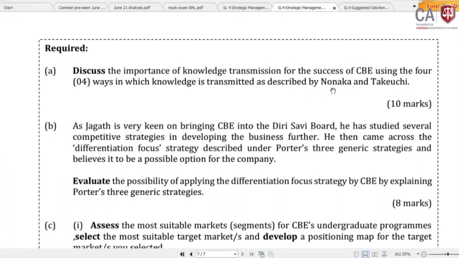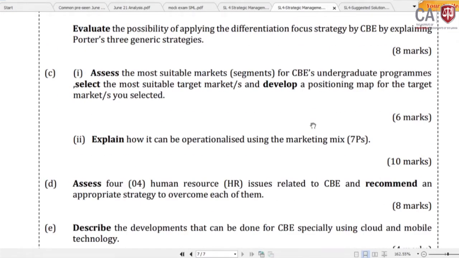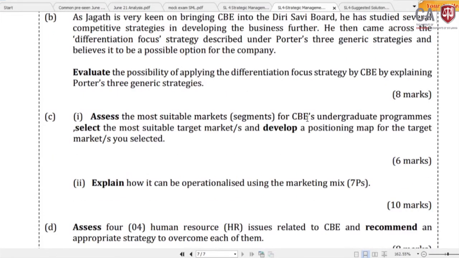Right. Then we can move to part B of the questions. Part B of the questions. So, we look at part B of the questions.